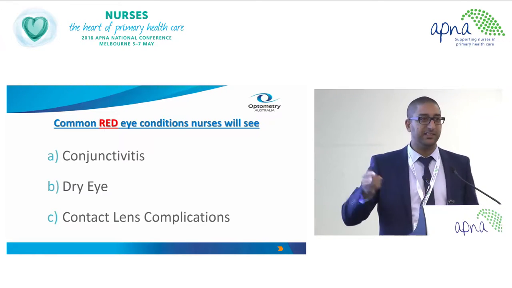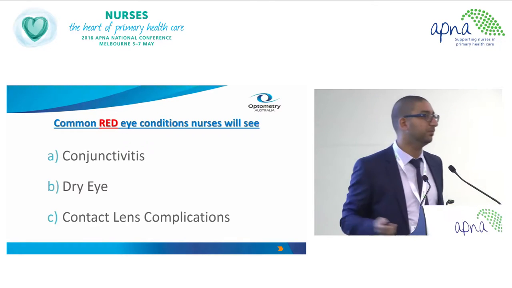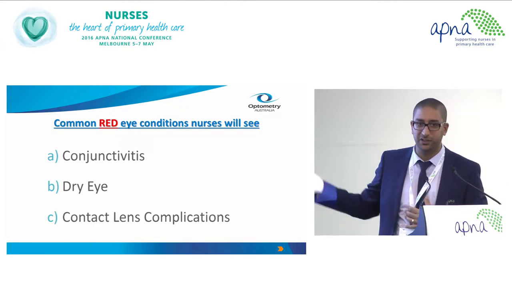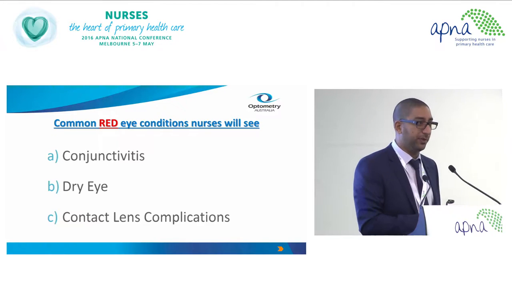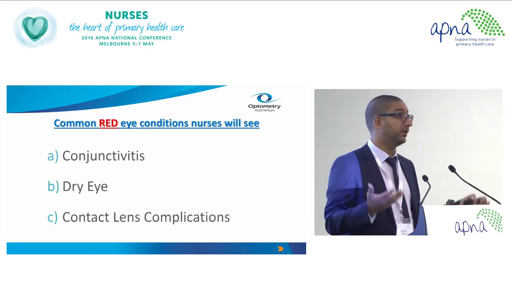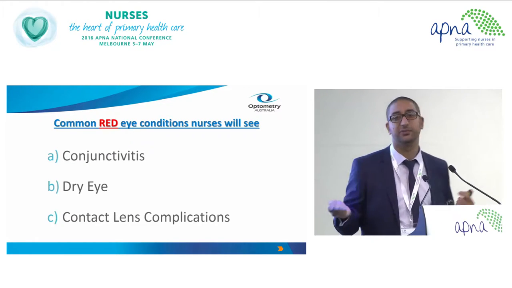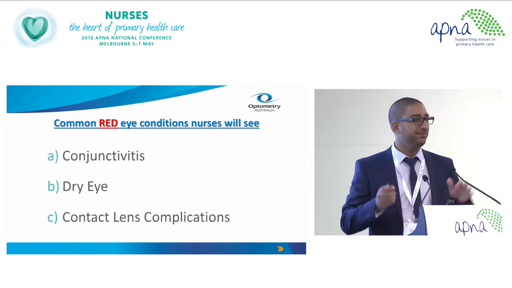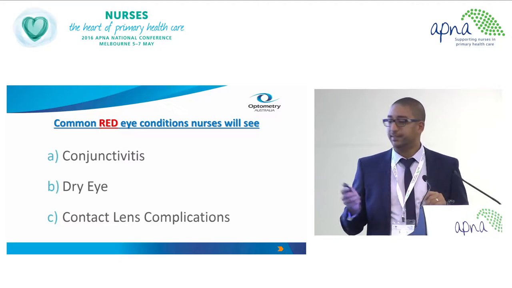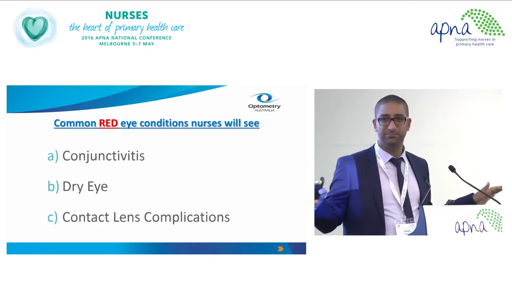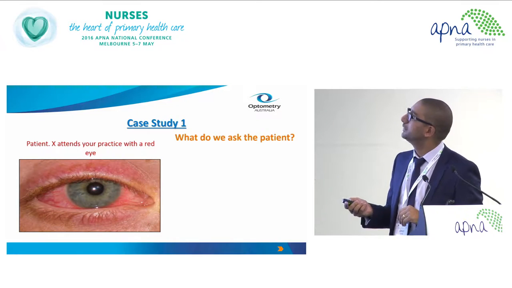So conjunctivitis, I hope you all know that. If you've got kids, grandkids, or you've had it yourself, or you've dropped somebody off at a childcare, you know that conjunctivitis is something that everybody gets. It can happen in kids probably more often because bacterial conjunctivitis is quite contagious and kids love to share things. I've got 2 and they just take things off each other all the time. Dry eye, probably a bit more of an older age group, okay? And contact lens complications across the board, okay?